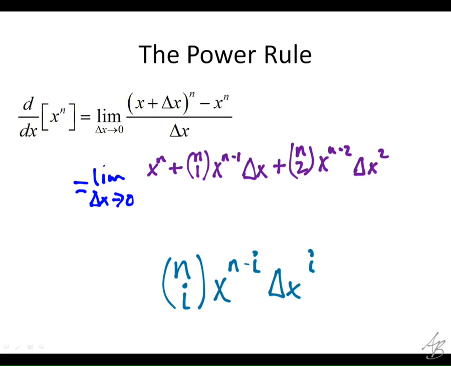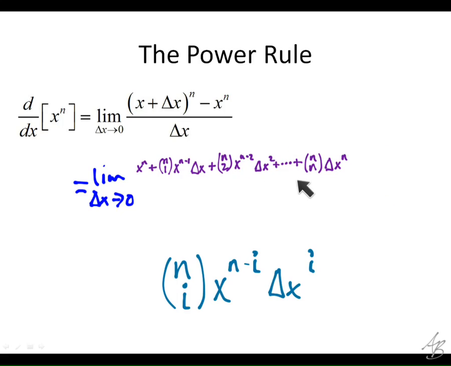So I'm going to put some ellipses in here to show that the pattern is going to continue. And then the last term is going to be n choose n times x to the 0, which I'm going to just leave off, times delta x to the nth power. All right, and that's what we're going to end up with in the numerator. So this is what we get for the expansion of x plus delta x to the n, but we also have our minus x to the n here, right? So we can't forget that. That's kind of important. In fact, that's really important. And then that's all going to be over delta x. All right, so right off the bat, there's something that we can simplify here, which would be what?